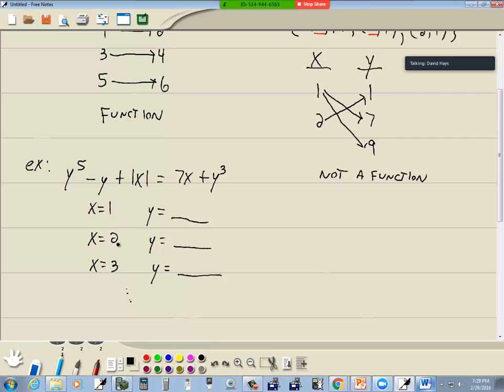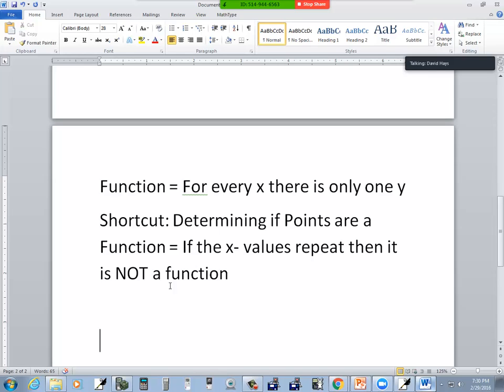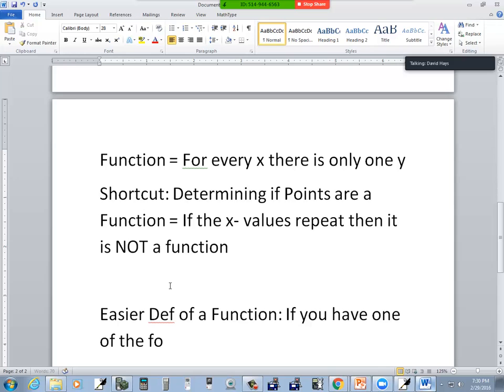Well, the same idea applies here. We could sit here and plug in 100,000 x values and think everything's okay, but then the very next one it would fail on. This is not a very good technique to determine if something's a function or not. There's an easier definition of a function, I should say. If you have one of the following, then it is not a function.